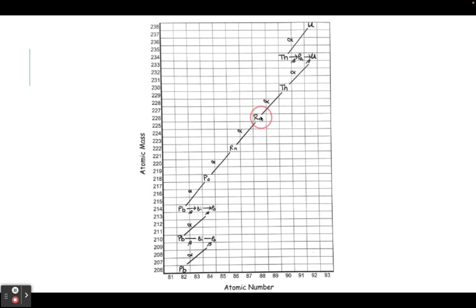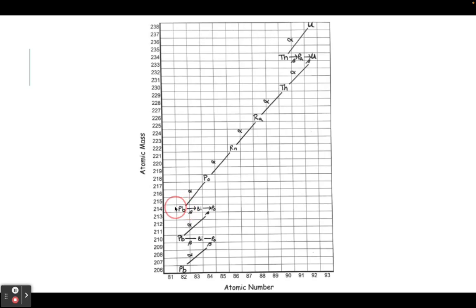You lose again, so another alpha decay. So you lose 4 in mass, you lose 2 protons in your atomic number. And then you keep going. It's the same pattern. So 4 down in mass, 2 across in protons. So we're losing 2 protons. Lose 4 mass, lose 2 protons. So now we're at lead-214.